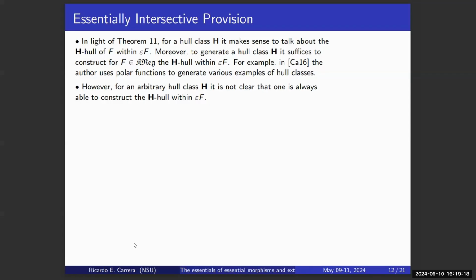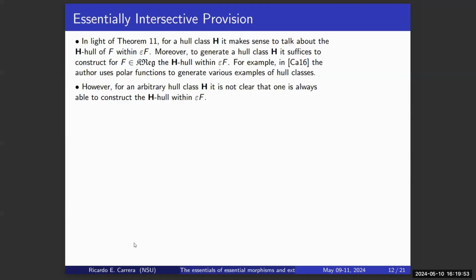So basically, I kind of already alluded to this. In light of that previous theorem, if you're given a Hall class, it makes sense to talk about the H Hall of F within EF, because they're all isomorphic to a unique object, any H Hall that you can think of, okay? But more importantly, what this tells you is that if you want to generate a Hall class, then one way to do that would be, for each kReg object, to go inside the absolute and give a concrete description of its H Hall, and then you would be able to go ahead and produce a Hall class, okay?